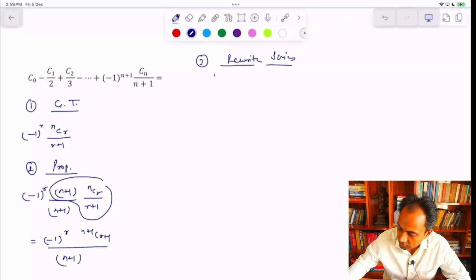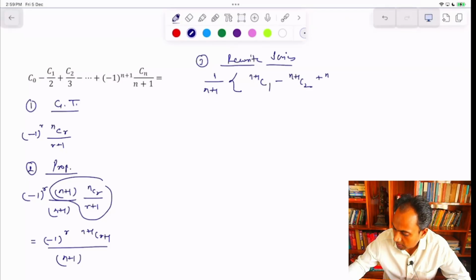So if I rewrite the series, what I get is 1 upon n plus 1. Put the value for r from 0. So this will become n plus 1 C1, then minus n plus 1 C2 plus n plus 1 C3, so on and so forth. Now in the fourth part, we are going to use a standard result.